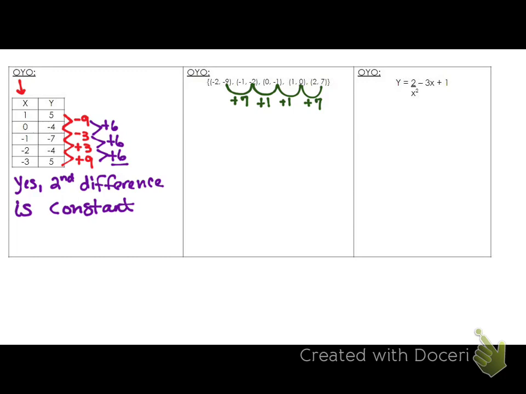So the second difference, we're going to look from 7 to 1. What are you going to add or subtract to that 7 to get to positive 1? Minus 6. Then 1 to 1 is plus 0, and then 1 to 7 would be plus 6. Are these three numbers the same? No. Are they constant? No. So is this a quadratic function? No. Why? Because the second difference is not constant. Good.